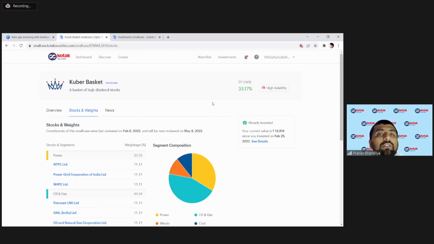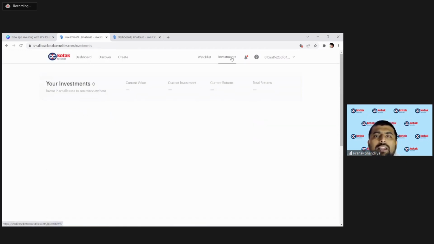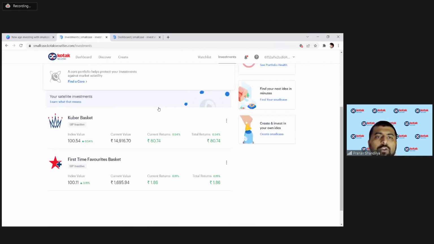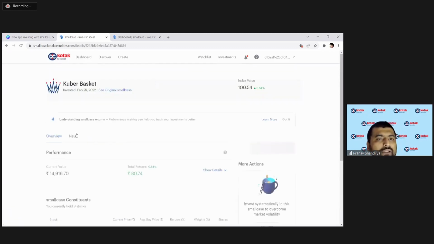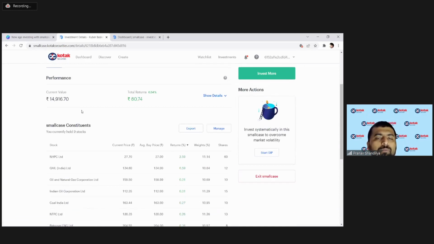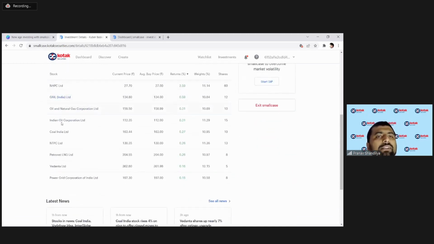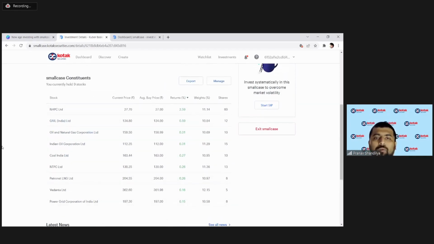If you wish to track your investments, you have to click on investments over here and scroll down. Under your satellite investments, you will be able to see the baskets that you have invested in. For example, right now we invested in Kuber basket. If you click on Kuber basket, you will be able to see all the list of stocks, the current market price, the average price at which it was bought, the percentage change in returns, the weightages, and the shares that came into your trading and demat account. All this will be visible right over here.